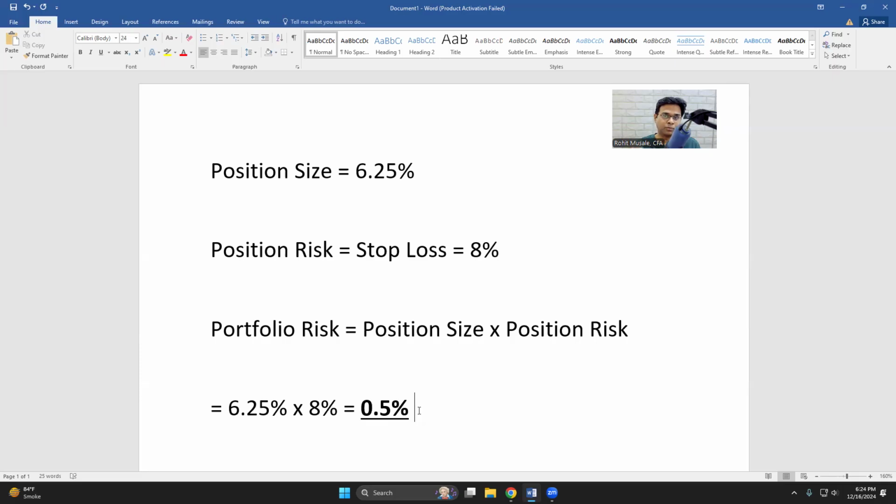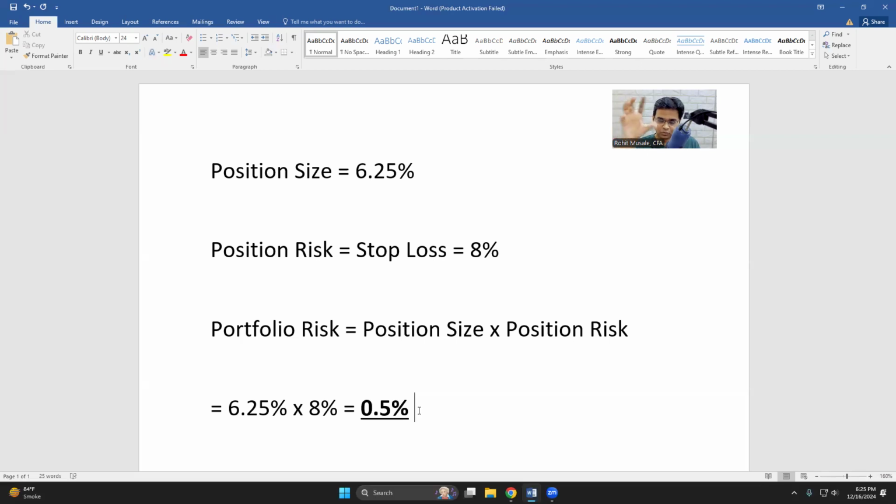Very, very important point to understand from a psychological point of view. You are not risking $6,250. You are risking only $500. Okay, so imagine taking 10 trades like this. So, assuming all 10 trades go and hit your stop loss, okay, you will not lose more than 5% of your portfolio. 95% of your portfolio will still be in cash.